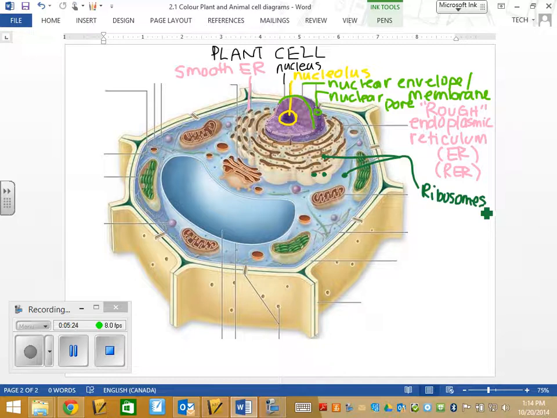Does anyone have any questions so far and need me to repeat any of the explanations on the diagram?